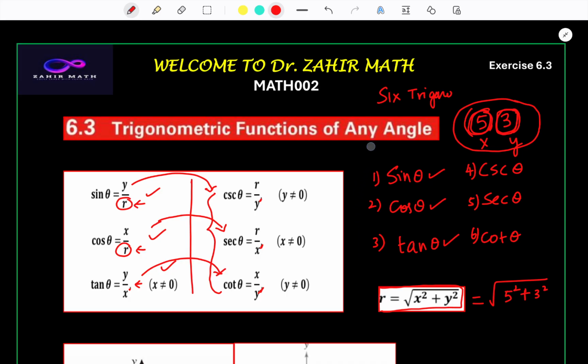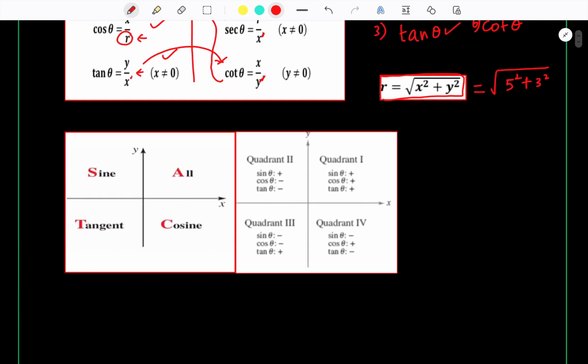Next, we are going to study the table called All STC. Just remember your STC, like your mobile services. What do you mean by all? Your sine theta, cosine theta, tan theta, cosecant theta, secant theta, and cot theta. All these things are included.